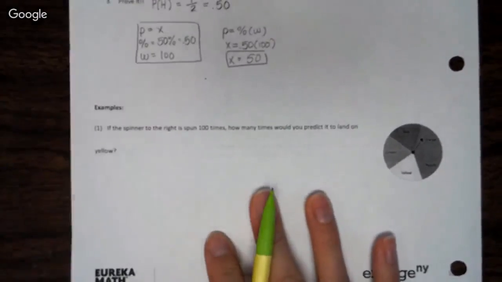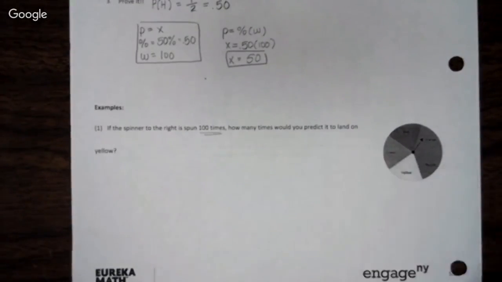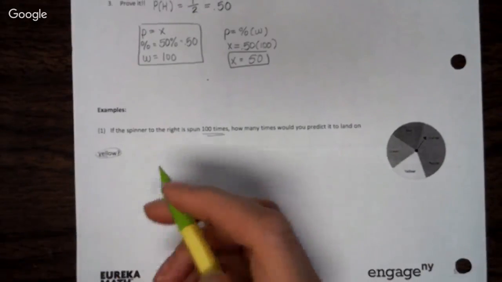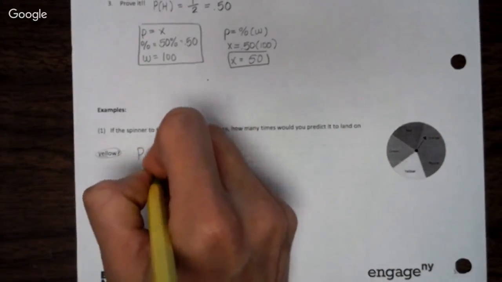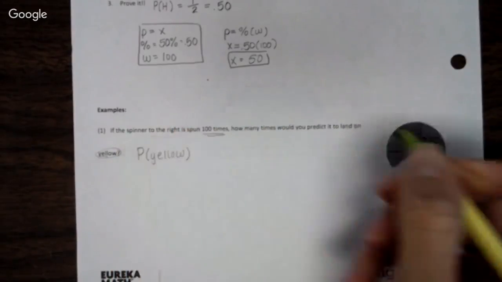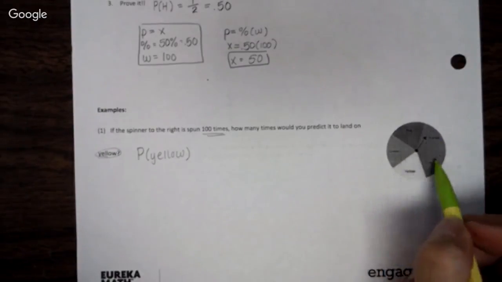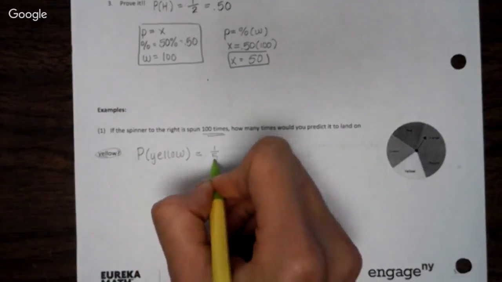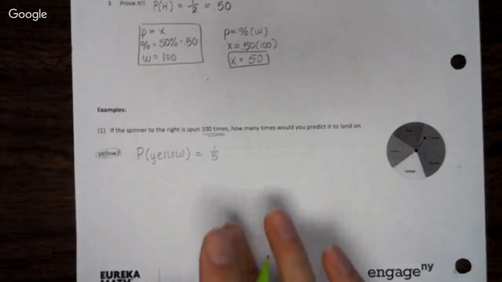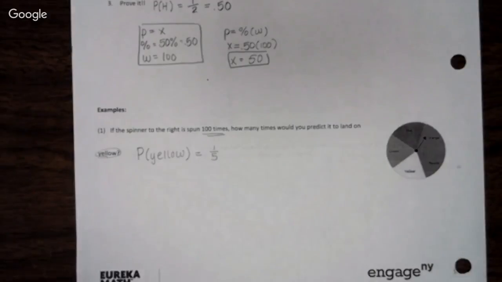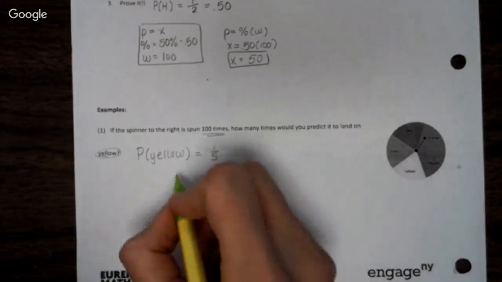Okay, so let's go to some examples. It says if the spinner to the right is spun 100 times, the total number of spins, how many times would you predict that it would land on yellow? Okay, so let's take a look at the probability of getting yellow. Yellow is 1 out of 1, 2, 3, 4, 5 spots. So the chances of getting yellow is 1/5. Now we can actually leave it as a fraction. We don't have to change it to a percent. And the reason I say that is because sometimes you end up with repeating decimals and you don't want to work with that. Just leave it as a fraction.